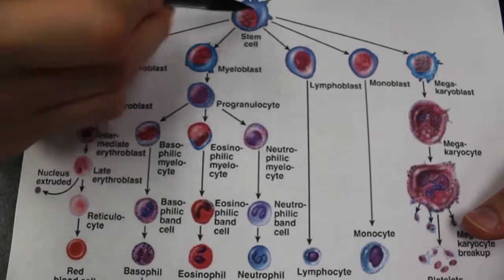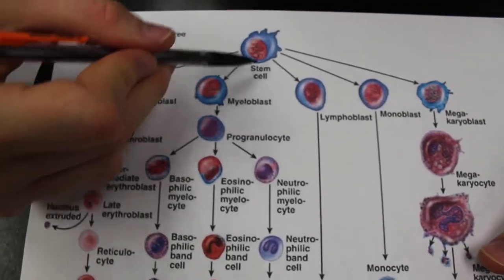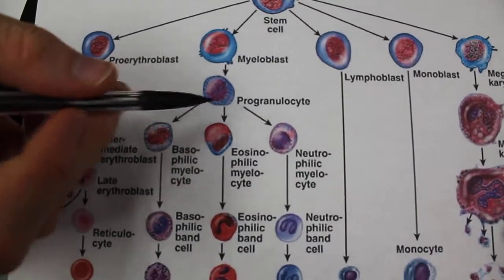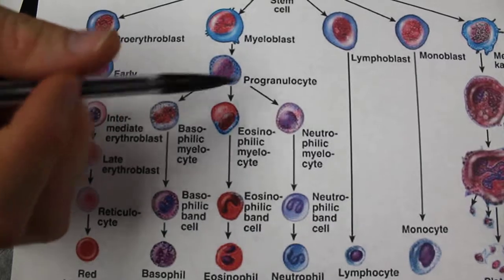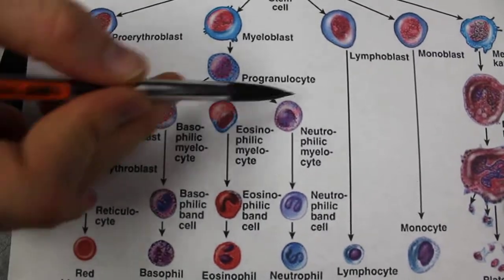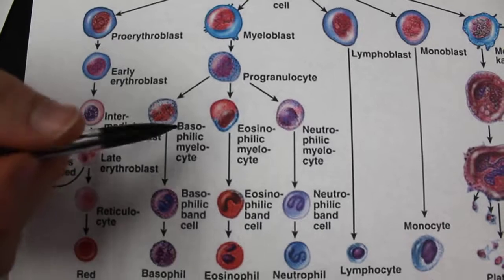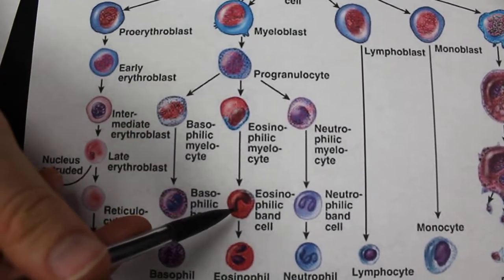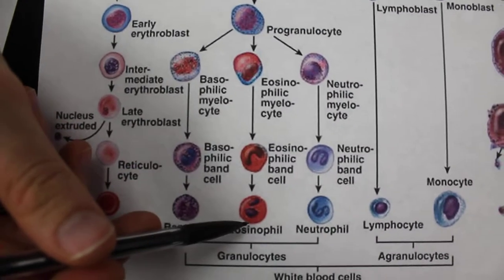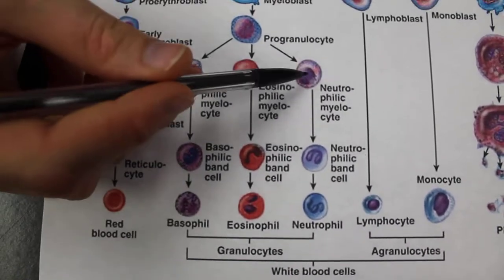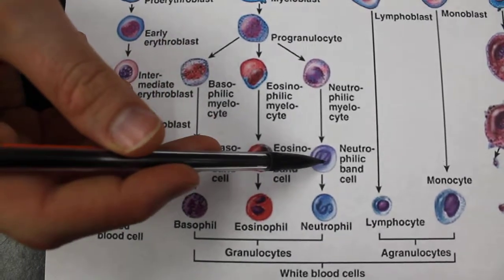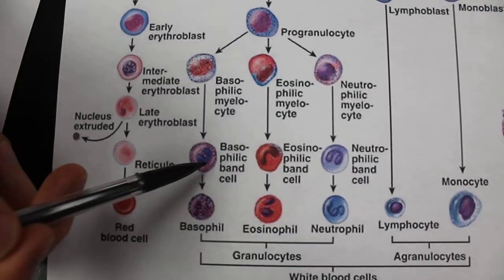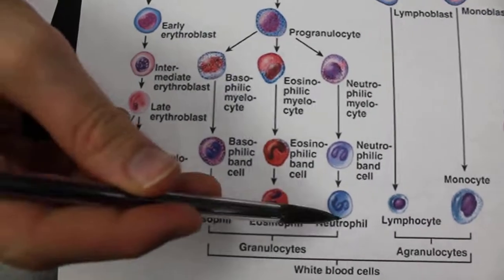Now, our progenitor stem cell will divide and differentiate into our myeloblast and then our progranulocytes. Now, our progranulocytes is going to divide into our 3 different cell types. We're going to have our red eosinophilic myelocytes, which will eventually become eosinophilic band cells to eosinophils. And then our white neutrophilic myelocytes to our neutrophilic band cells to our neutrophils. And then our blue basophilic myelocytes to our basophilic band cells to our basophils. So red, white, and blue.